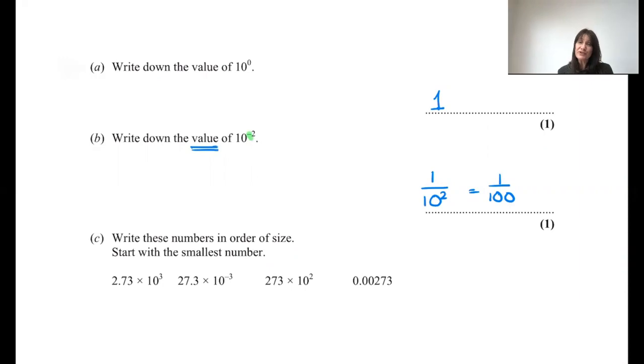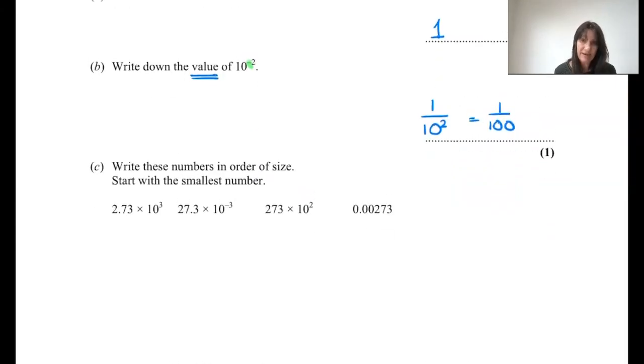We need to put these in order of size, so we are going to start with the smallest. Looking at these, they're all written very differently. This is in standard form. This appears to be standard form, but isn't because we've got 2 numbers, so that's something to be mindful of. The best way to deal with this is to get it into ordinary numbers so I can really make those comparisons.